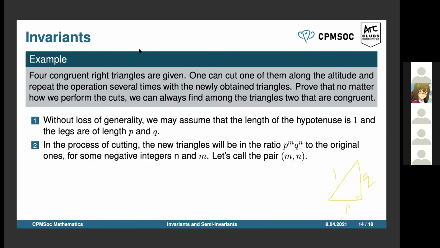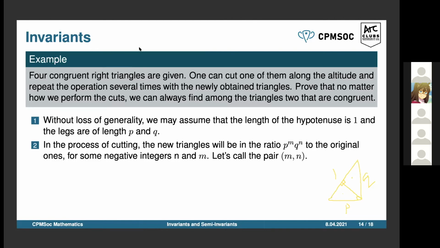Anyways, when we're cutting it along its altitude, it will be here. As we can observe, these 2 new triangles are actually similar to the original triangle. So the lengths of the new legs will be in the precise ratio of P, Q to your original triangle. So let's call that pair M, N.